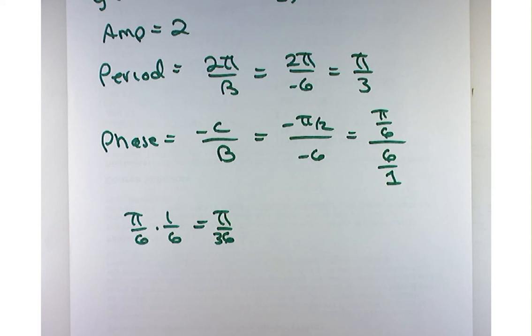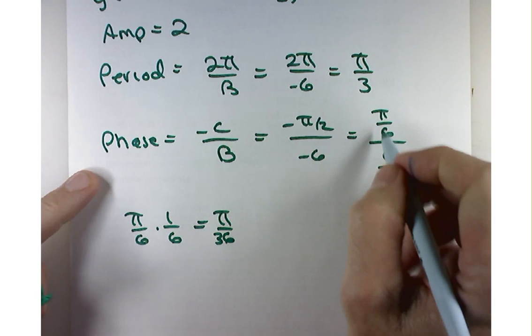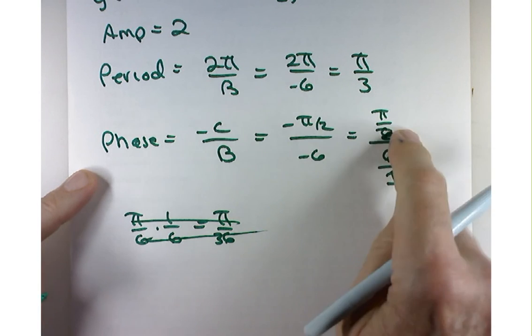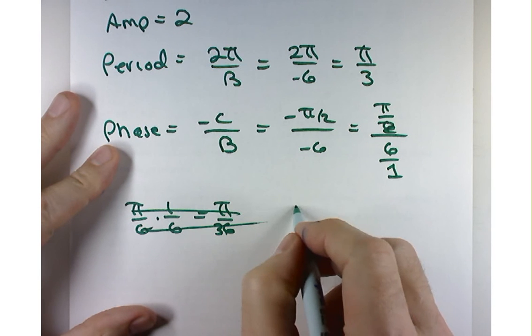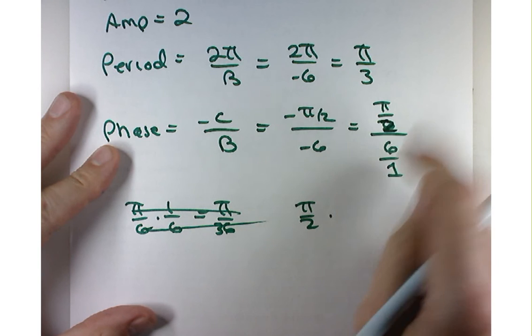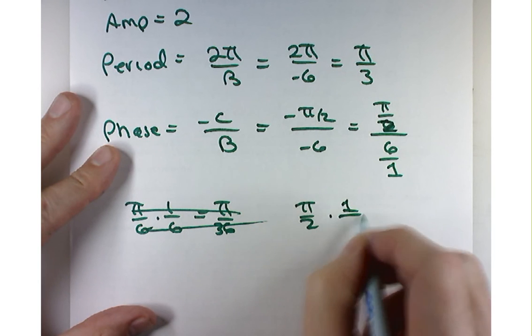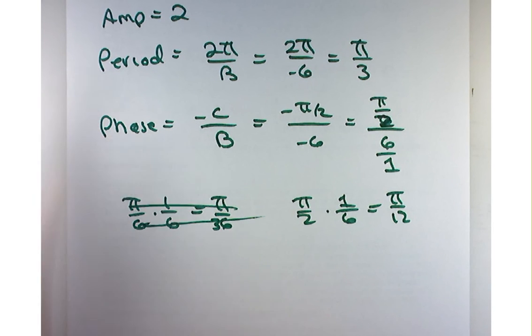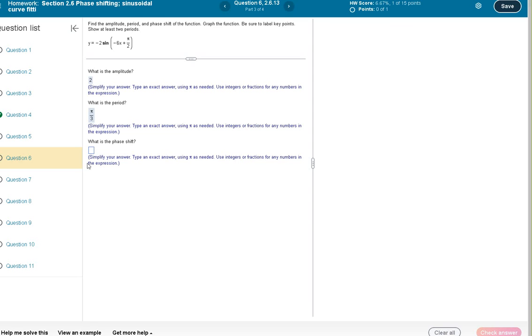Oh, you know what? I'm sorry. Thank you. I changed things up here. I accidentally wrote a 6 here. So let's try that again. Pi over 2 times the reciprocal here, which is 1 over 6, which is going to be pi over 12. Thank you so much. So let's enter that one in and see if we're okay there.